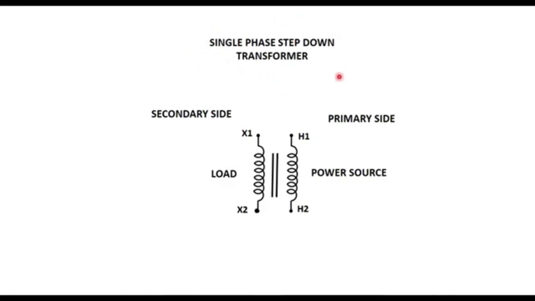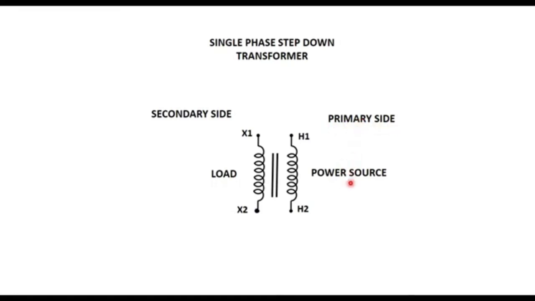Ito po, mag-sample po tayo ng single phase step down transformer. Ang ibig sabihin po ng step down ay ibababa natin yung boltahe. Ang magiging power source po ay mas mataas na boltahe, i-step down natin siya sa mababang boltahe. Pagka ganun po, yung high voltage winding, yun ang magiging primary side. Kasi yung primary side, yun lagi yung power source.